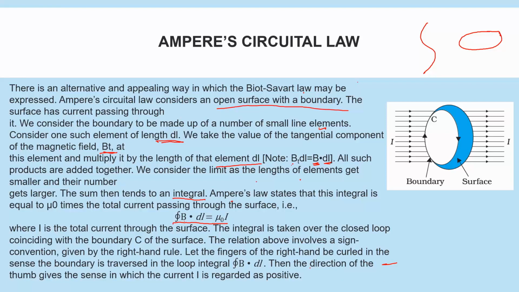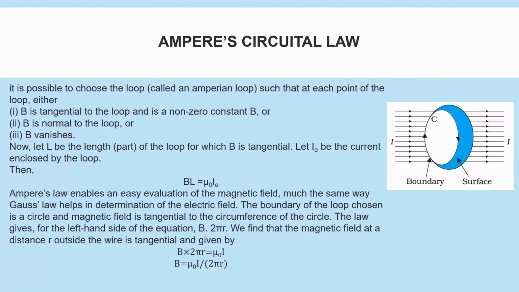So over here, if we are considering this as a closed loop, and the fingers of the right hand are curled along this boundary, then the thumb gives the positive direction of the current. If you curl your fingers, the thumb is going to point inside the plane over here. So that would be understood as the positive direction of the current.